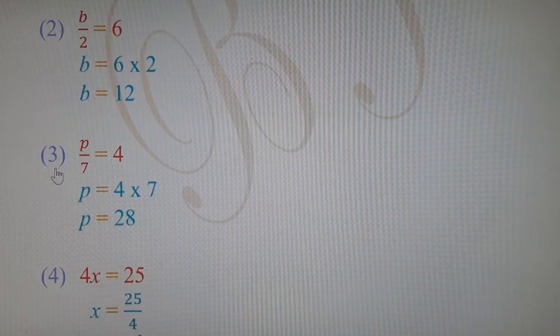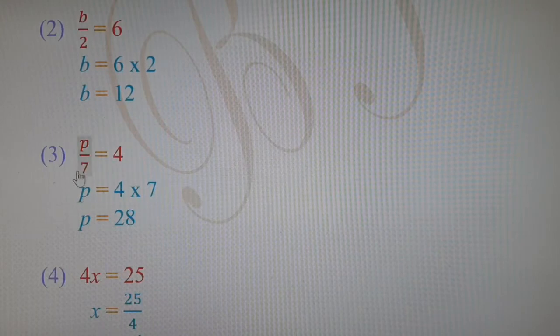Main question 2, sub question 3, exercise 4.2. P upon 7 is equal to 4. Here we have to find the value of P. P is known as the variable. Any alphabet is known as the variable in this chapter of equations. So here P has to be kept alone in order to find the value of P.